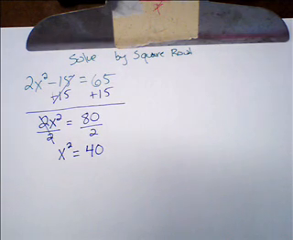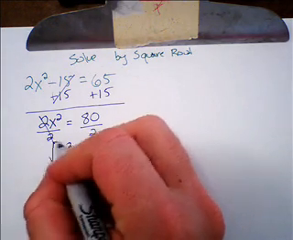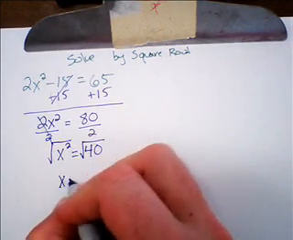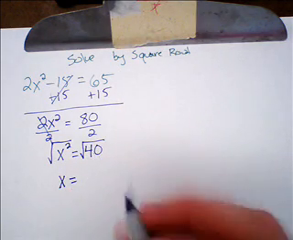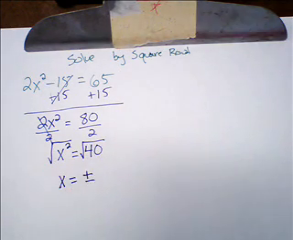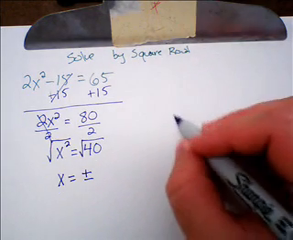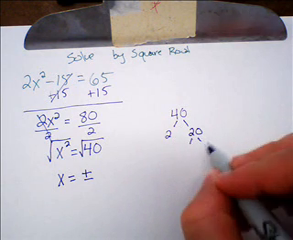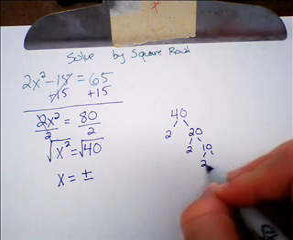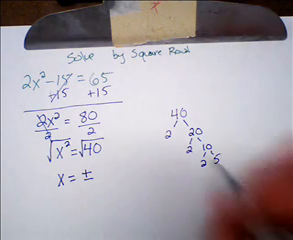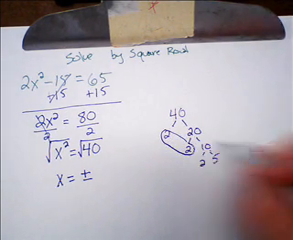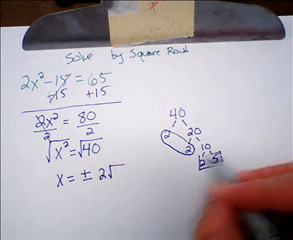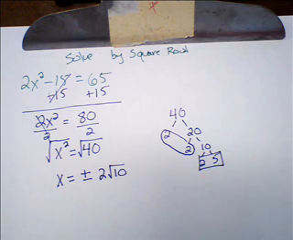To get rid of that x squared, to get rid of the square, you take the square root. So the square root of x squared is just x. And if you're solving and you take the square root, it's always going to be plus or minus. And we've got to simplify 40 using the factor tree. So 2 and 20, 2 and 10, 2 and 5. We have a pair of 2's, so that will come out. And 2 times 5 is boxed inside, multiply them together. 2 times 5 is 10.